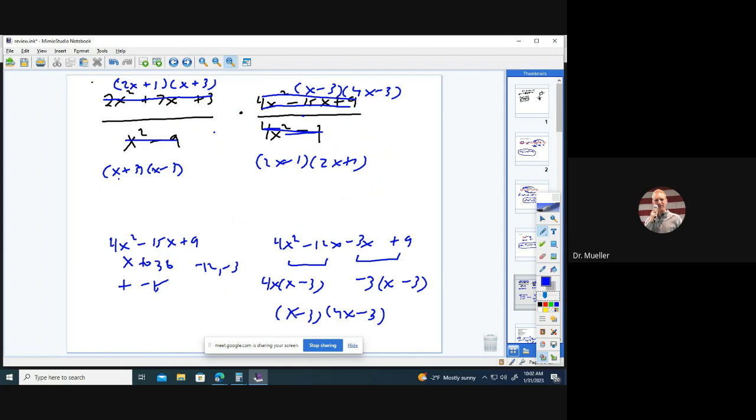All right, so then if we have the same thing on the top and bottom, they're going to cancel. So we got a 2x plus 1 on the top, 2x plus 1 on the bottom, x plus 3, x plus 3, x minus 3, x minus 3. So we're left with this 4x minus 3 on the top and a 2x minus 1 on the bottom. So 4x minus 3 over 2x minus 1. And that'll give me the answer here for that question.